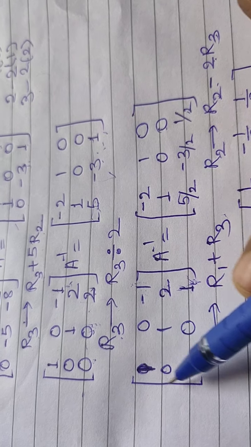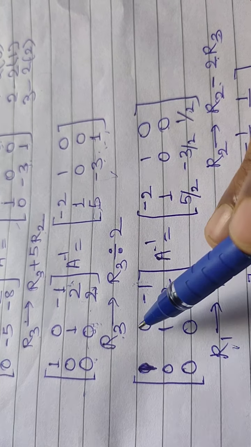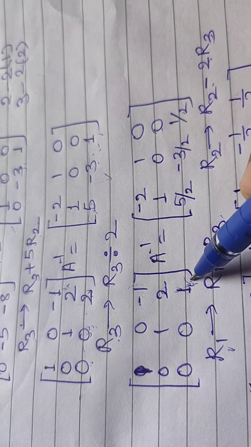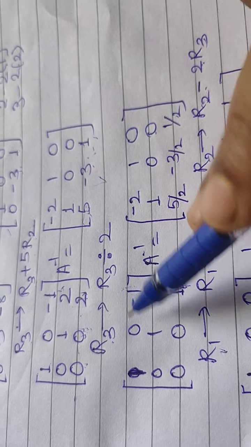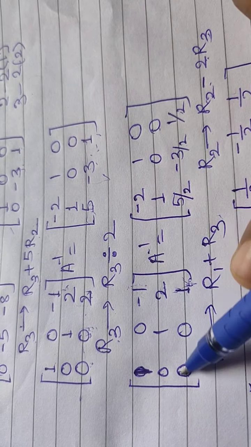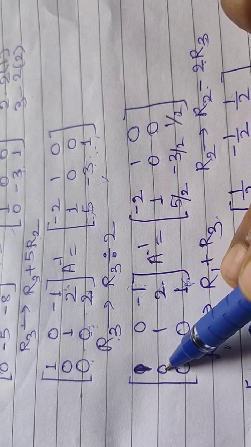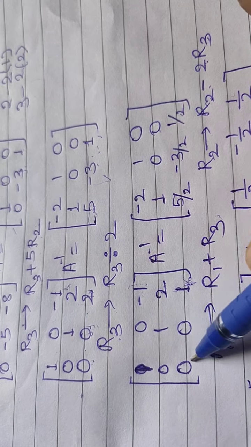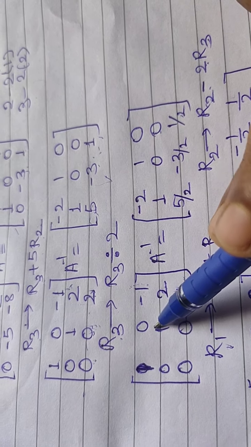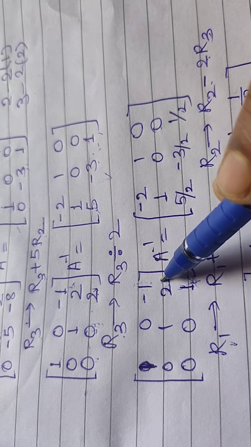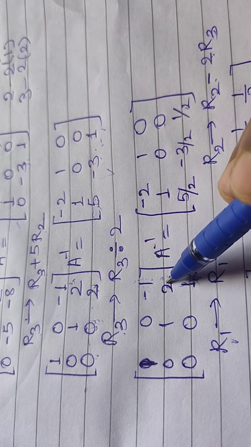You will get R1 plus R3: 1 plus 0 is 1, 0 plus 0 is 0, and minus 1 plus 1 becomes 0. So in the first row we have 1 0 0. In the second row, 0 plus 0, minus 2 into 0, will remain 0. 1 minus 2 into 0 will remain 1. 2 minus 2 into 1 will become 0. So we get 0 1 0 here.